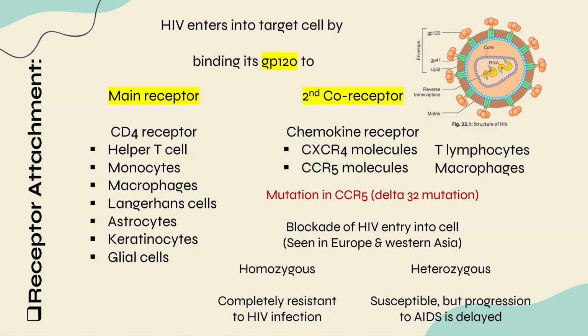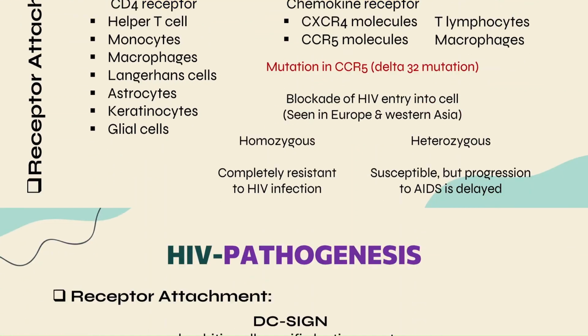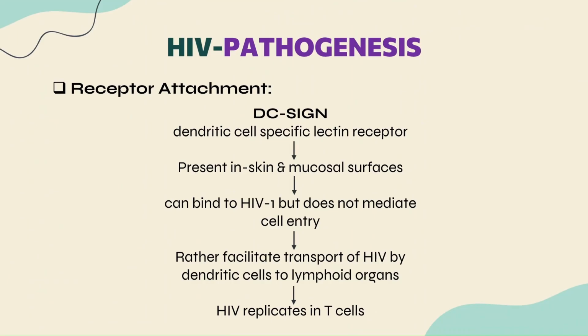Now, one more point regarding receptors is left, and that is what is called the DC sign. What is this DC sign receptor? This receptor is present in our dendritic cells, and this is a kind of specific lectin receptor. So it is a dendritic cell specific lectin receptor. Where is this receptor present? It is present on the skin and the mucosal surfaces.